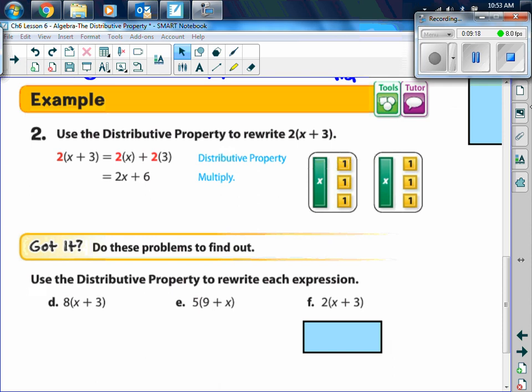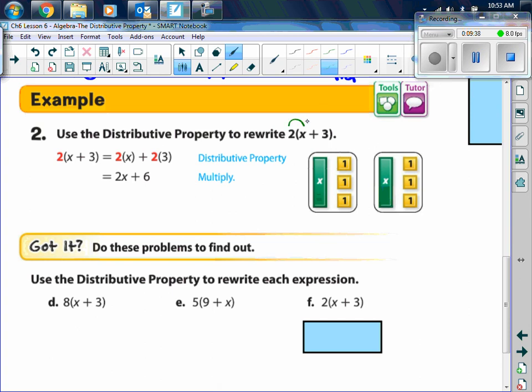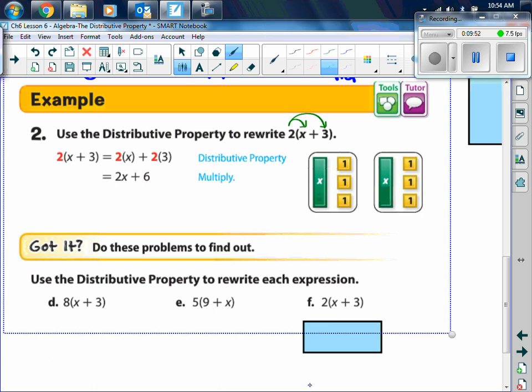All right, for the next example, this is straight distributive property. So here we want to evaluate 2 times the quantity x plus 3. With the distributive property, once again, the number on the outside of the parentheses gets multiplied times everything on the inside of the parentheses. So here we have 2 times x, which is 2x. And then we have 2 times 3, which is 6. And that's all there is to it.